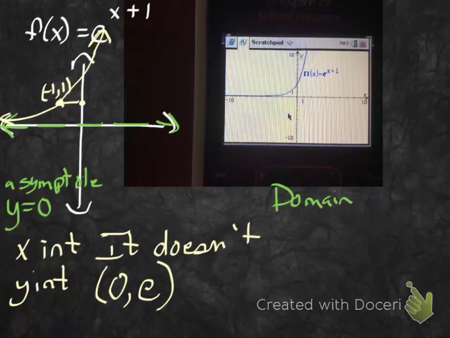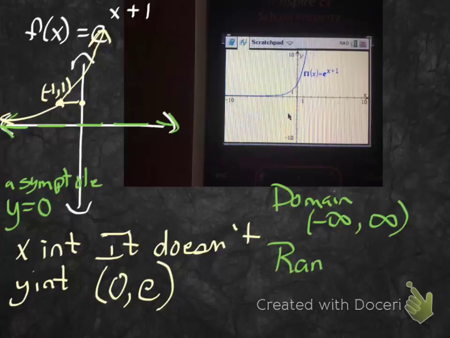So what's my domain? Do you think that changed from yesterday? Domain was what every single problem yesterday? Negative infinity, comma infinity. Didn't change.